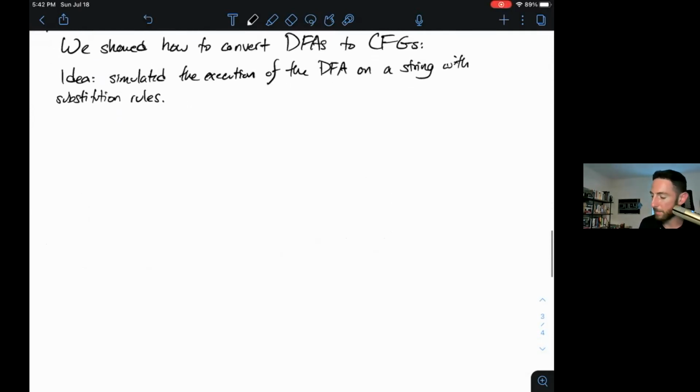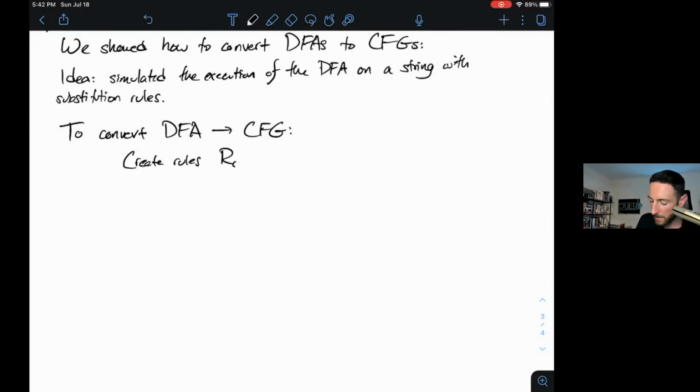So as an example, here were our two rules for converting a DFA to a CFG. Create rules Ri to aRj for each transition, delta(Qi, a) equals Qj.